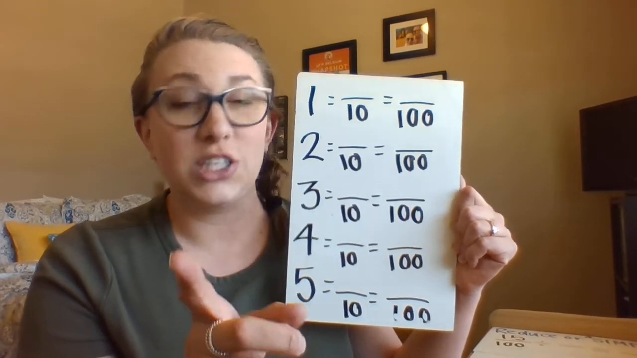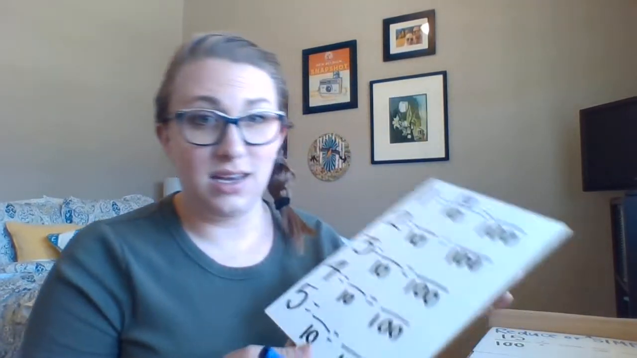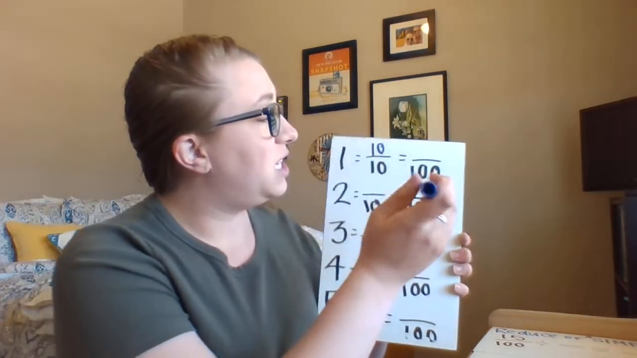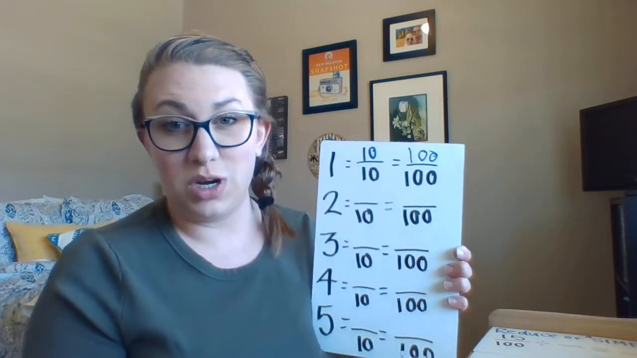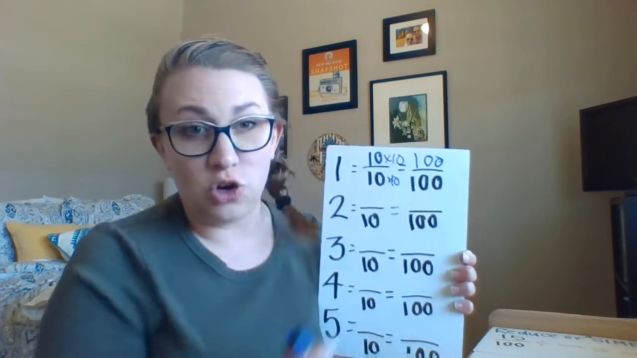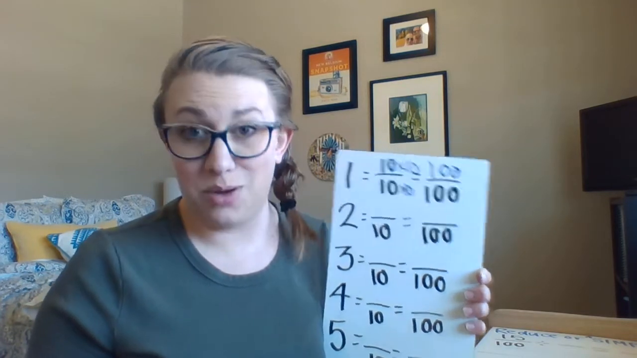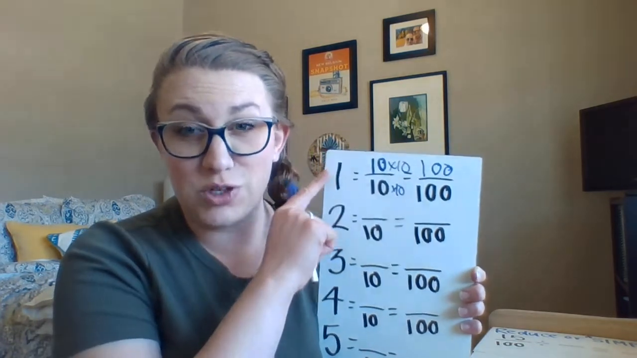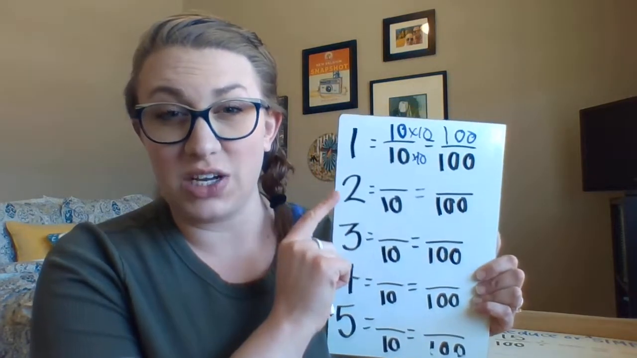Okay, let's go over this together. We've been talking about this for a couple weeks now. That 1 whole is the same thing as 10 tenths, which then means that 1 whole is the same thing as 100 hundredths. You may notice that all we really did there was multiply our numerator and denominator by 10. Now, that first one was probably easy for you. Let's go on to this next one.